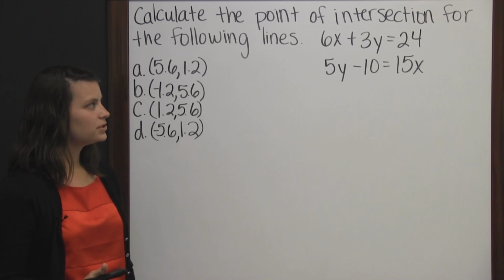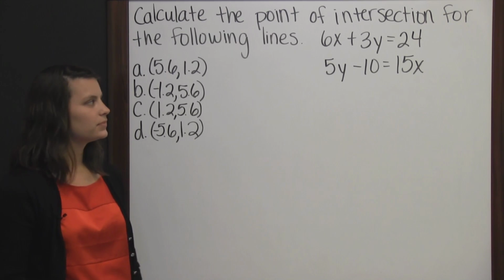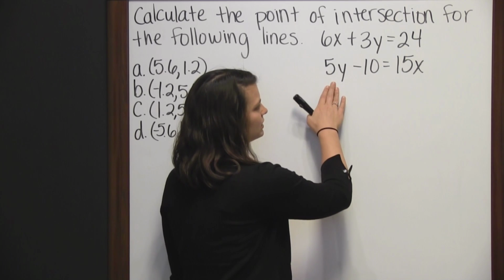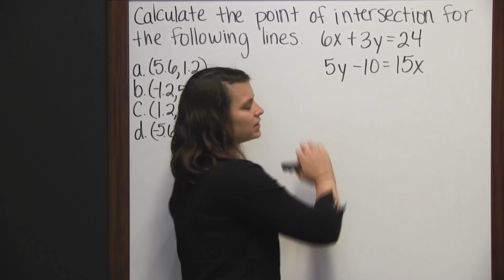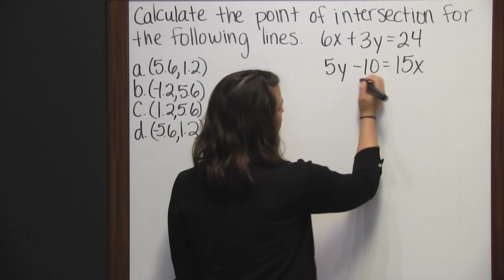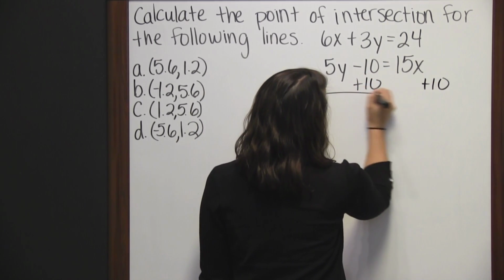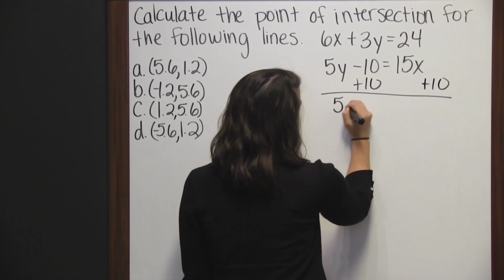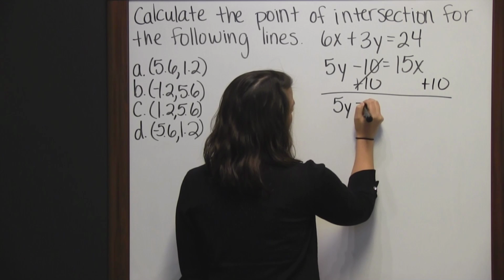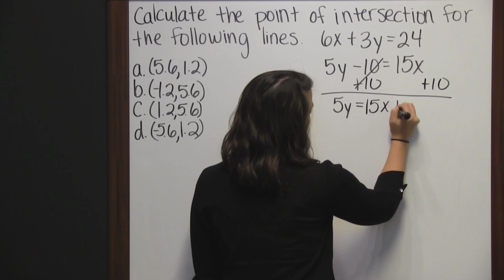In order to substitute, I need to solve for one of my variables. Looking at my two equations, it looks like it's going to be pretty easy to get y alone in this second equation. I'll do it in 2 steps. First, we add 10 to both sides. Bring down the 5y. Negative 10 plus 10 is 0. Equals, these are not like terms, so just write them down.